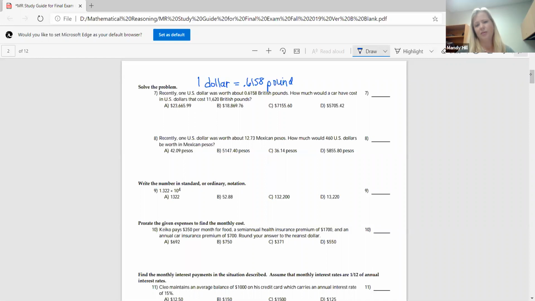And that kind of fluctuates, so that's why they're saying about. And what we have is that right now we've got 11,620 pounds that are the US car cost, right? That this car cost. And they want to know, well, how many dollars is that? So we're going to have to get rid of the pounds. We're going to use our conversion up here, so we would put 0.6158 pounds on the bottom, and we would put the $1 on the top.